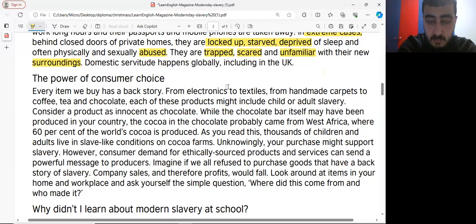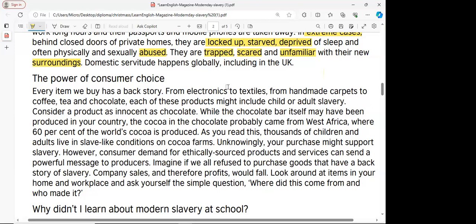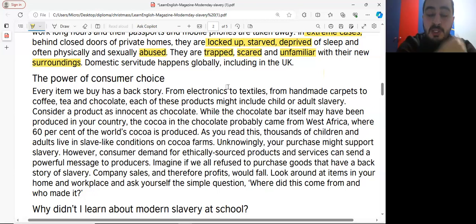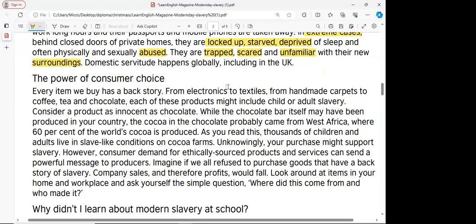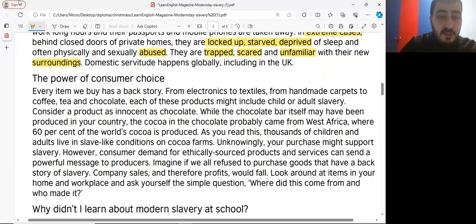Imagine if we all refused to purchase goods that have a story of slavery. Company sales and therefore profits would fall. Look around at items in your home and workplace and ask yourself the simple question: where did this come from and who made it? Good job. The power of consumer choice.